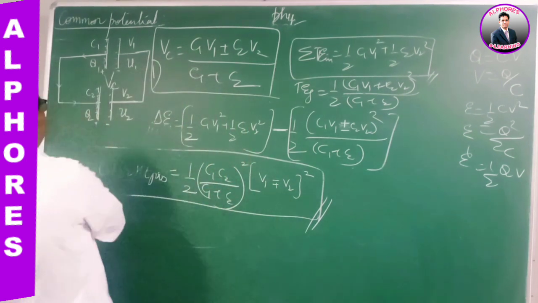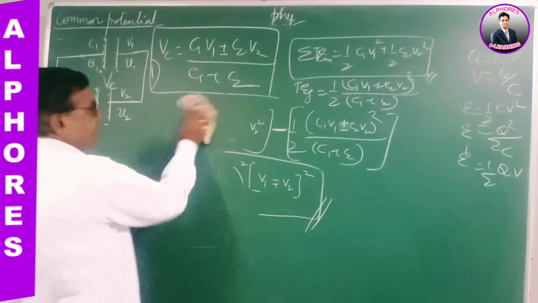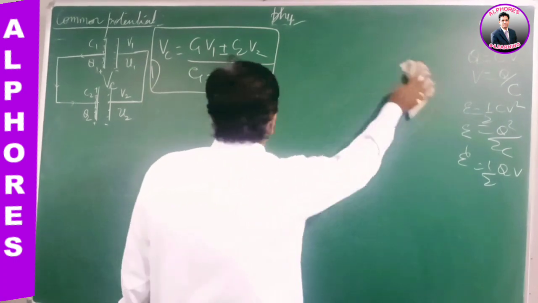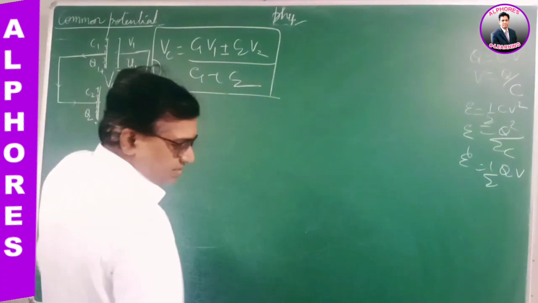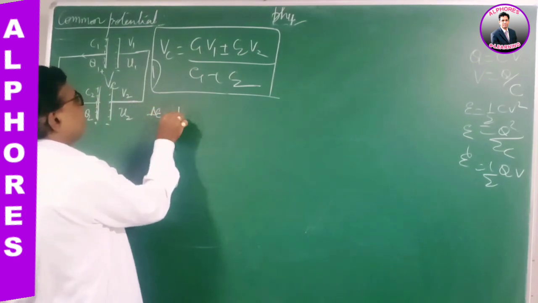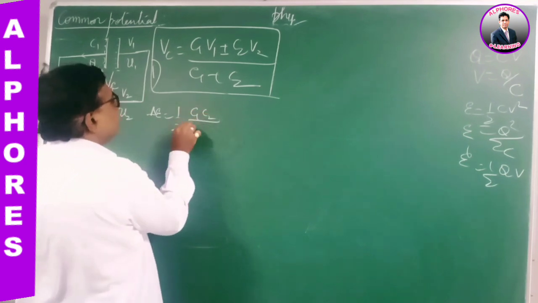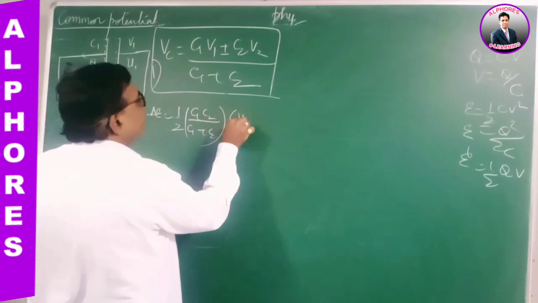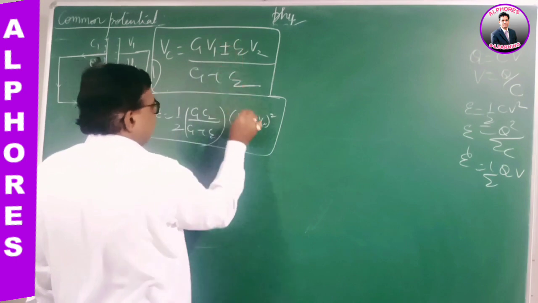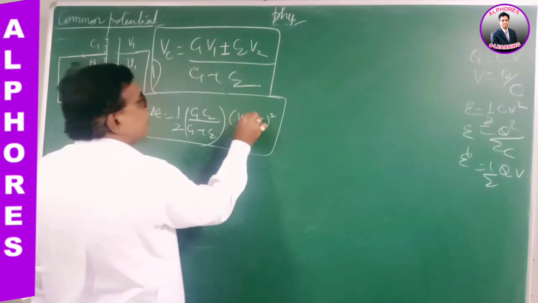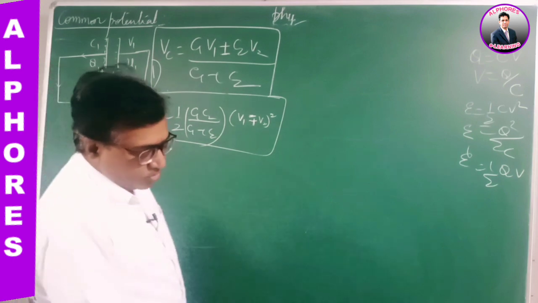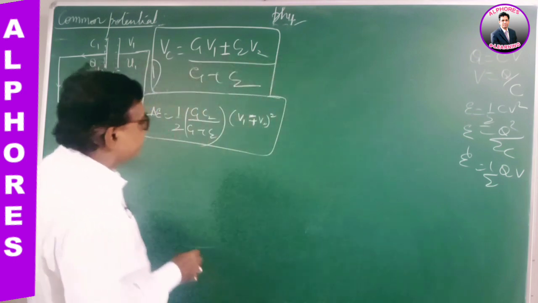Well, suppose I take up some illustrations. Common potential is this one, and the energy lost delta E is equal to half C1 C2 by (C1 plus C2) into (V1 minus or plus V2) whole square. When it is plus here, you will get minus here. When it is minus here, it is plus here. Please remember. In these two cases, suppose we come across some illustrations like case 1.